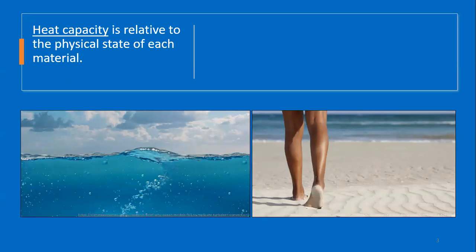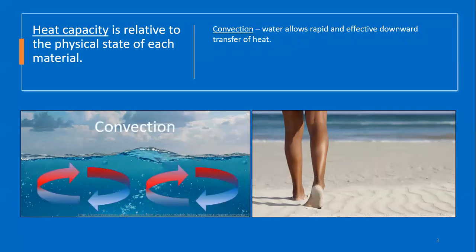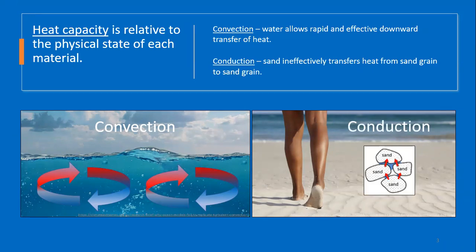Thus, heat capacity is relative to the physical state of each material, and the transfer of heat is affected by 2 key properties: convection, where ocean waters allow for the rapid and effective downward transfer of absorbed heat, and conduction, where sand allows for the relatively ineffective transfer of heat from sand grain to sand grain, which greatly limits the downward transfer of absorbed heat.